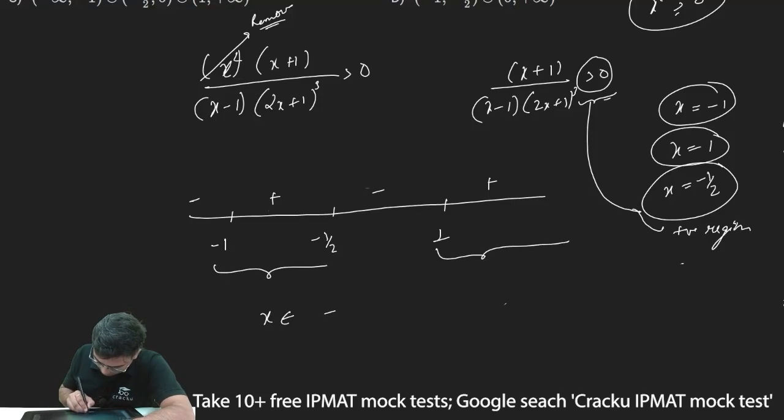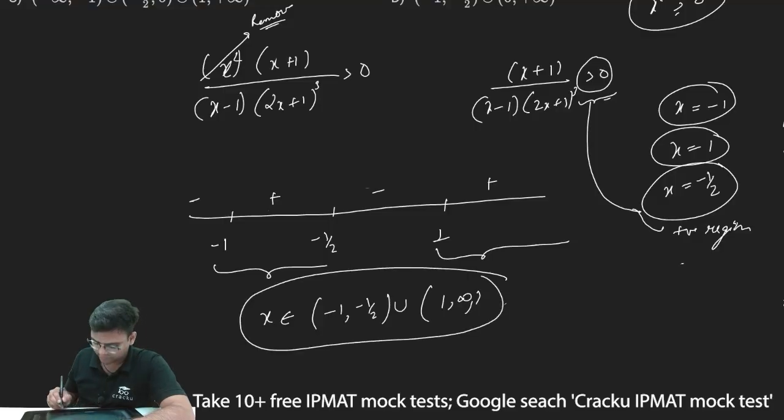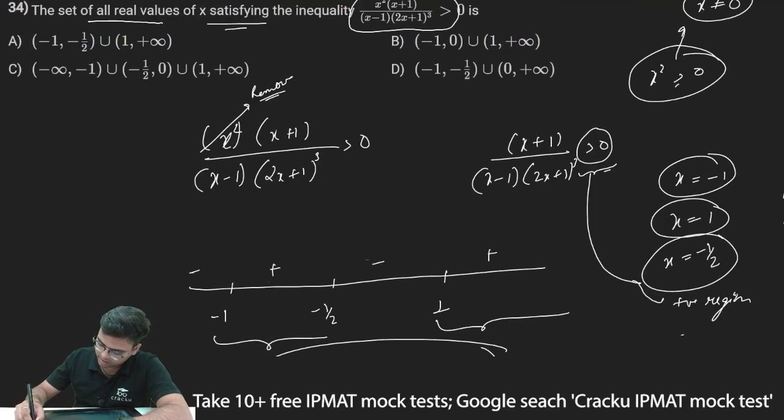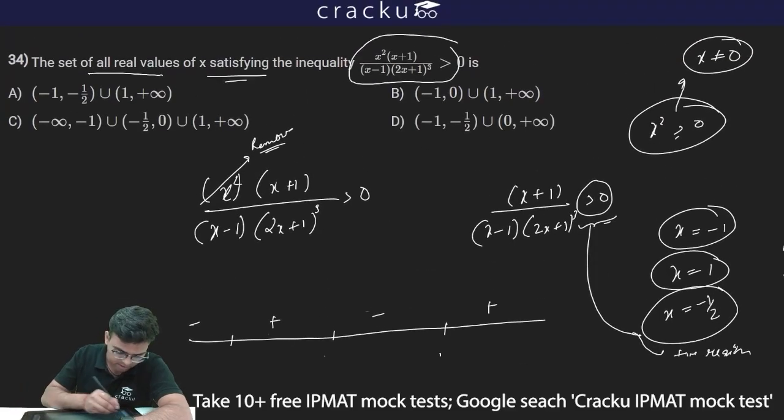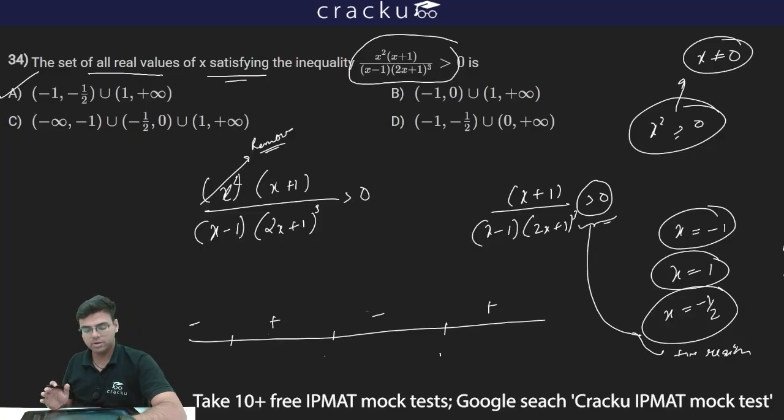So x can be minus 1 to minus 1 by 2 union 1 to infinity. These are the possible values of x. And therefore I can say the correct answer will be option A, which is minus 1 to minus 1 by 2 union 1 to infinity.